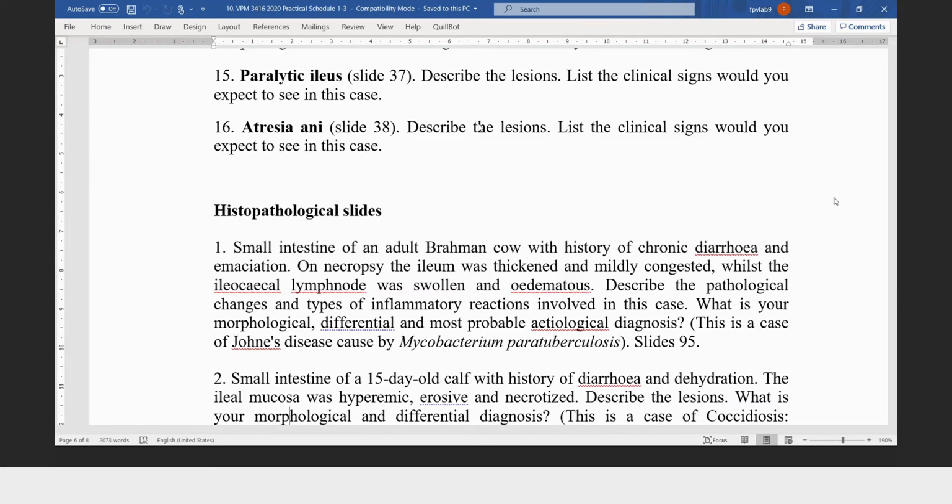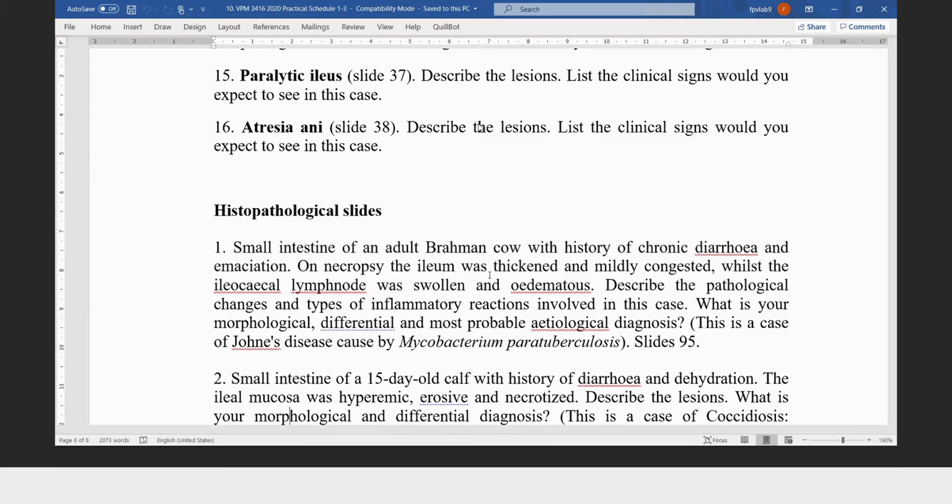So remember, when you make a diagnosis, your diagnosis is based on the history given there, based on the clinical sign given there, chronic diarrhea, based on lesion, in this case a gross lesion, where the ileum was thickened, mildly congested, while the ileocecal lymph node was swollen and edematous. So in this case, what is given to you, you need to remember the concept of that principle of diagnosis: the history, clinical sign, gross and histological lesion, identification, isolation, and characterization of the agent.